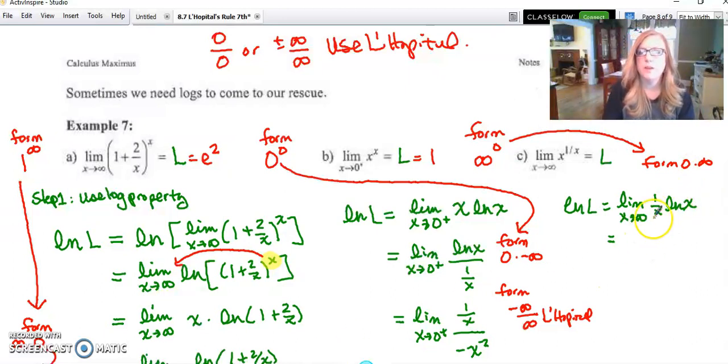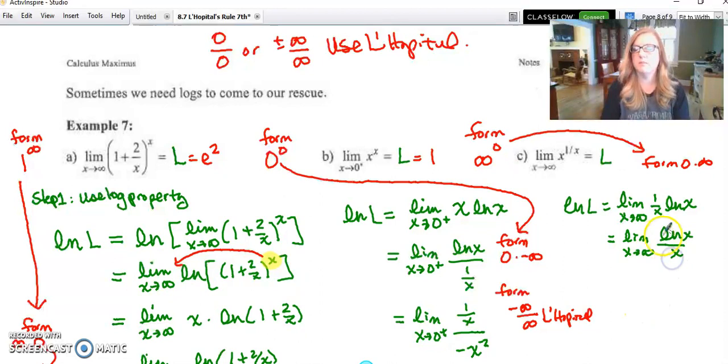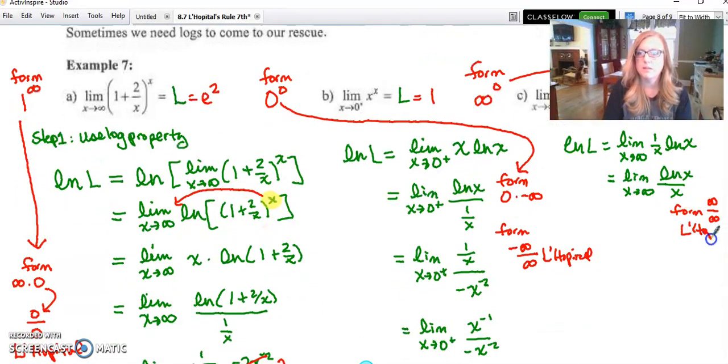So we keep going. 1 over x, it already is a fraction. Why don't we just go ln of x over x, combine it together to be a single fraction. We check our form. Our form at this point is infinity over infinity. Now we're in the correct form. We can use L'Hopital. So we take our derivatives. So 1 over x is the derivative of natural log over 1. And then we get 1 over infinity, which is going to equal 0.